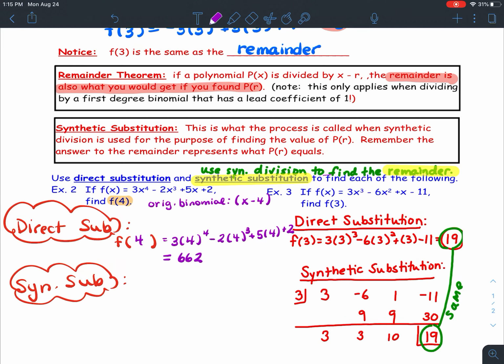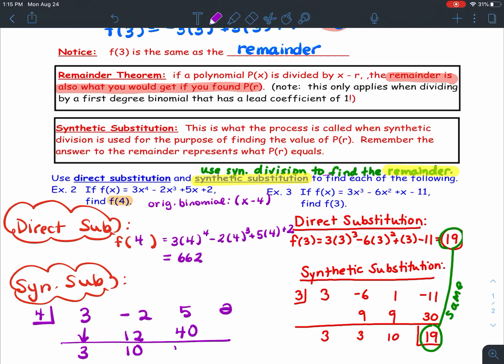If we do direct substitution, I think the answer we get is 662. If we were to do synthetic substitution, that is us doing synthetic division, okay? Again, I just want to draw your attention to the fact that they did not show us the original binomial. They only gave us f of 4, but they have already flipped that sign. So I'm not flipping it again and putting a -4 in the box here for synthetic division. I'm leaving this as a +4.